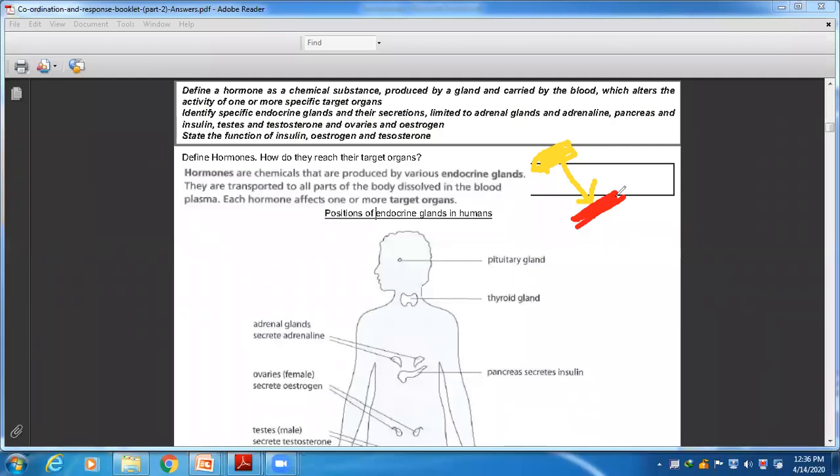Okay, so what is a hormone? Hormones are chemicals that are produced by various endocrine glands and that are transported to all parts of the body, dissolved in blood plasma. Each hormone affects one or more target organs. Understood up to here? So this is the general definition of a hormone I discussed with you. Okay. Now let's move toward another.